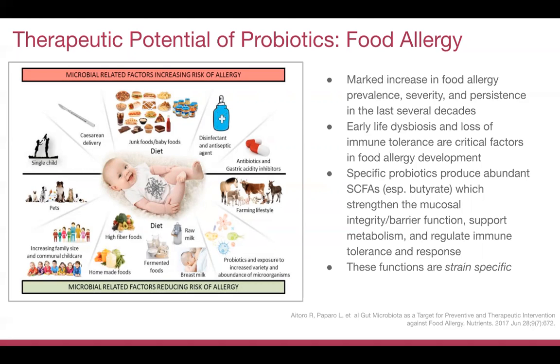Given the preponderance of C-sections in the US and increasing rates of C-section worldwide, as well as the robust use of antibiotics, not only in medical care, but in industrialized food production, it's really not surprising that over the past several decades, there have been changing patterns in the epidemiology of food allergy noted. Specifically, these patterns include increased prevalence, increased severity of clinical manifestation, and persistence of food allergy into later life.